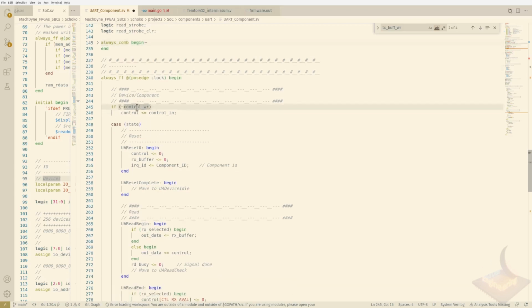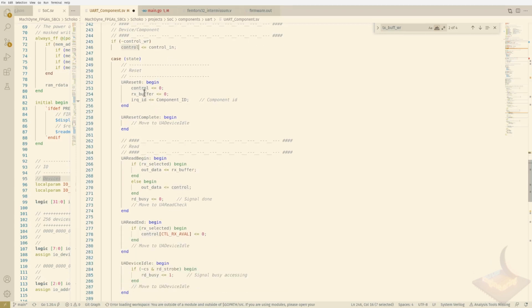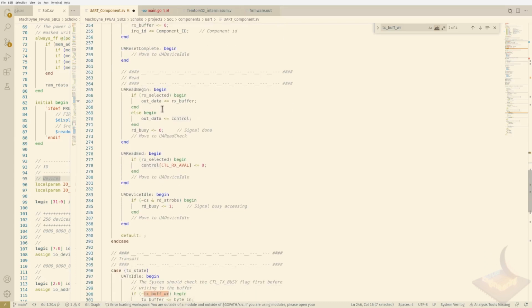If we're writing to the control register, we'll take that control byte that came in and put it in our control register. So you'll need to pull it out of the control registers, mask things in and out, and then write it back in. This is a typical way a controller will work. We're doing a reset, setting all of our buffers. Now here's that begin read. We saw that the RX was selected, so we'll take the receive buffer and move it to the output.